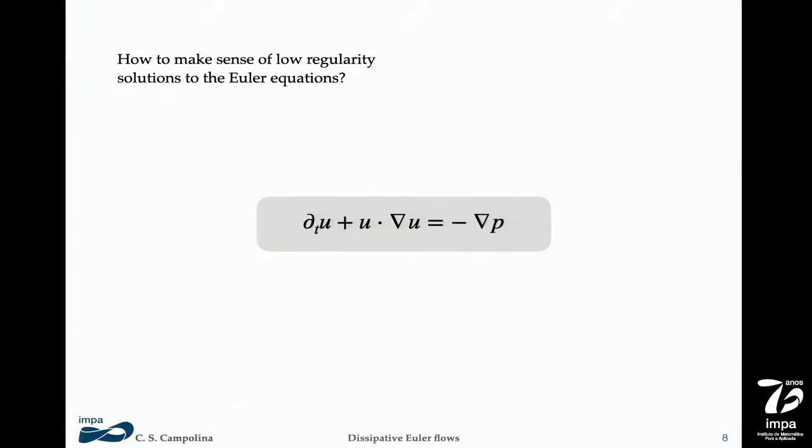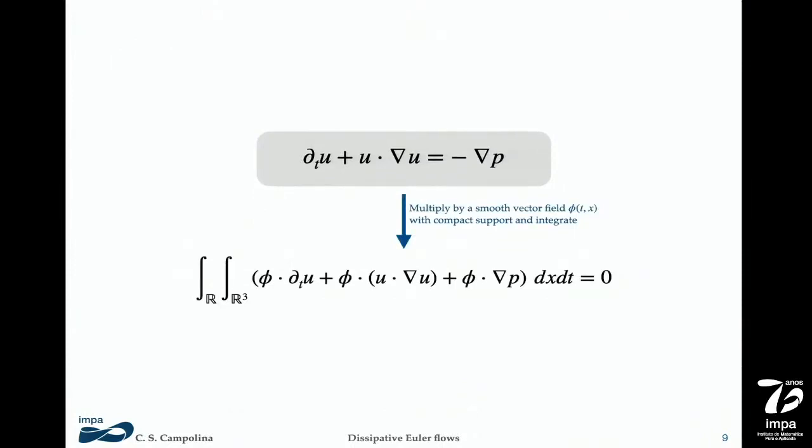And the idea here is the same. We take the equation, we multiply it by a smooth vector field, phi, which has compact support, and we integrate both in time and space. This is what we obtain. So we have all terms of the equation: the time derivative, the nonlinear term, the pressure, everything multiplied by phi, right?